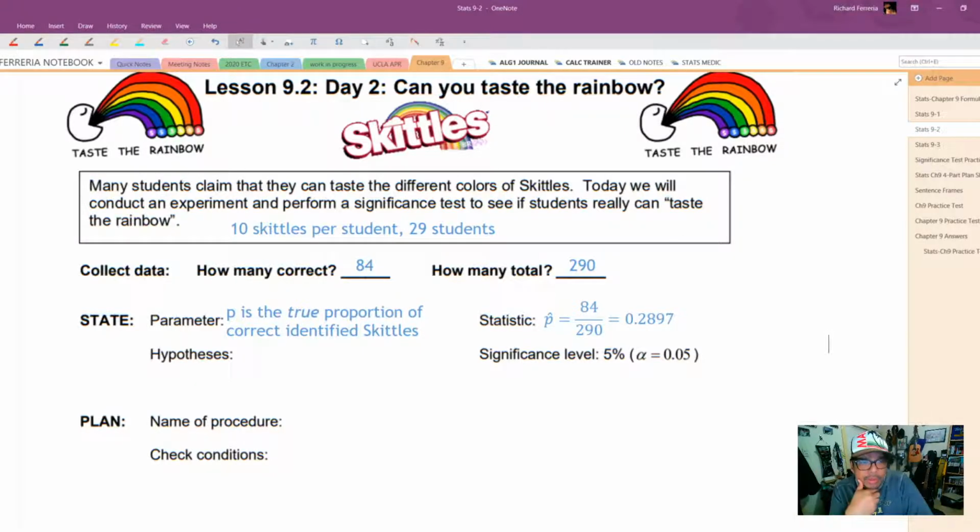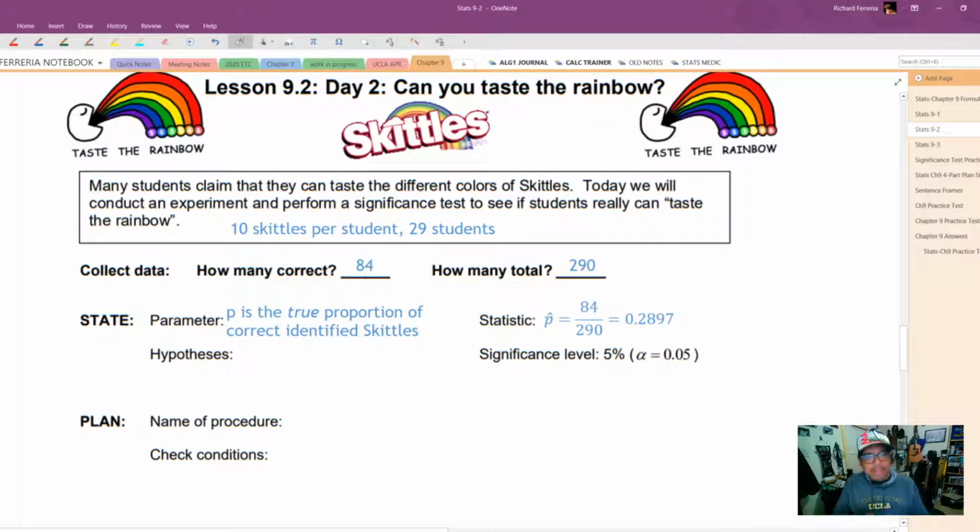You don't have to turn this into a decimal, but I strongly believe that if you are going to turn this into a decimal, you should put it to 4 decimal places for accuracy and for uniformity. Anytime we do a proportion in AP Stats, I try to keep it at 4 decimals. Of course, ending zeros don't really matter. You can leave off zeros if you want. Okay, there's our statistic P hat, and the next is hypotheses.